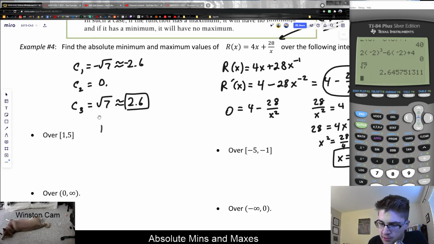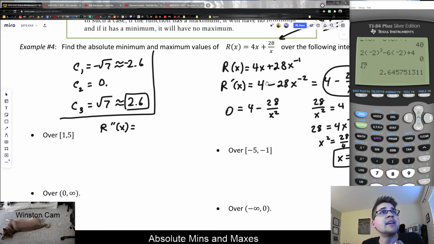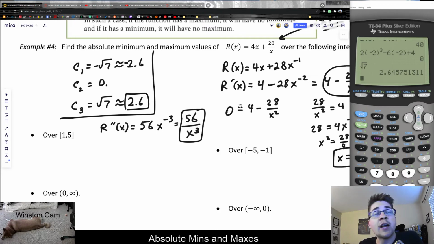To use min-max principle number 2, I need to find the double prime, the second order derivative of my function. If I were to take the derivative again, well, the derivative of 4 is 0, and the derivative of negative 28x to the minus 2, I drop the negative 2, that would give me positive 56, and then subtract 1 from the exponent, x to the minus 3, or 56 over x cubed as the second order derivative. I could use this to then determine the concavity. And remember, I want to plug my critical value into this. That's obviously going to be positive.